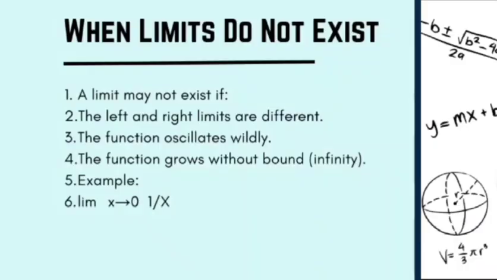So when does a limit not exist? Well, there are a few scenarios. If a function approaches different values from the left and the right, if the function goes up to infinity, or if the function just jumps or oscillates too much to settle on a value. Take this as an example. As x approaches 0 from the left, the values go to negative infinity. From the right, they go to positive infinity. Since they don't agree, the limit doesn't exist.